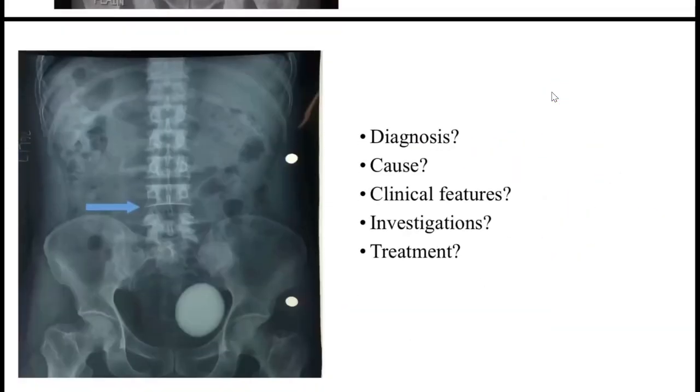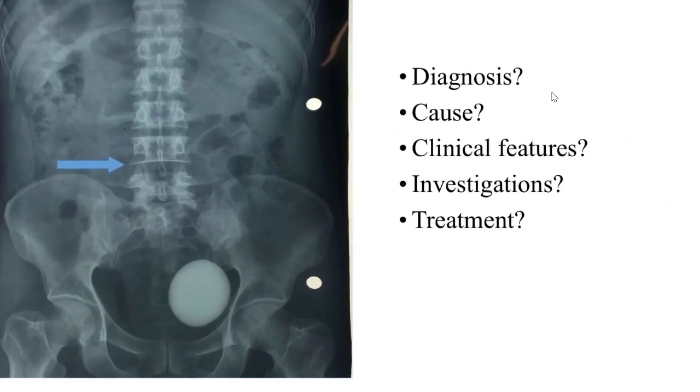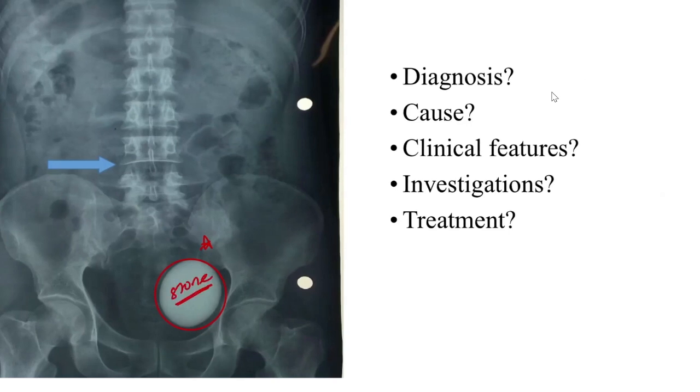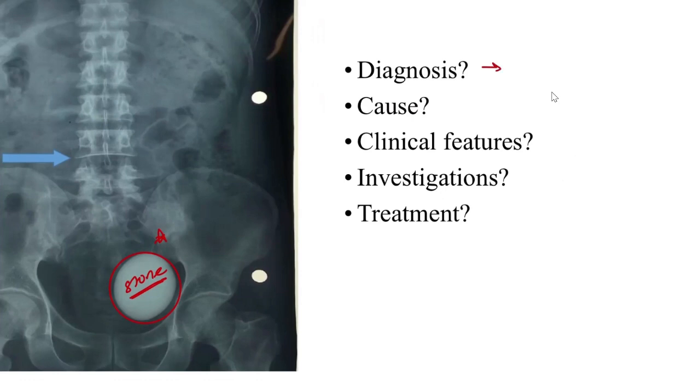So what is this? Yes, this is the next X-ray, and this is showing a radio-opaque stone at the urinary bladder. This is the stone in the urinary bladder. So what is the diagnosis? It is a bladder calculus.